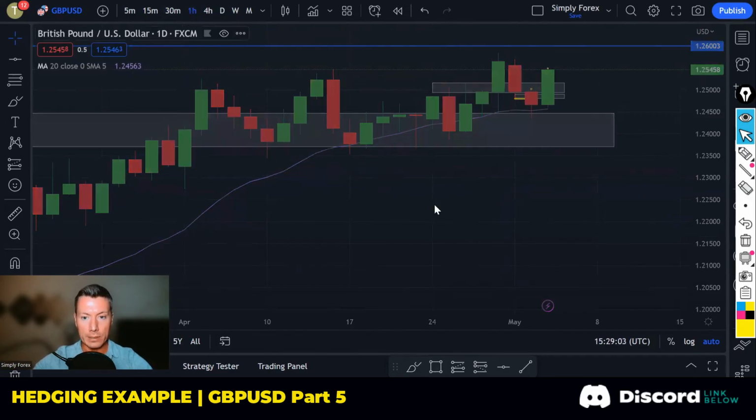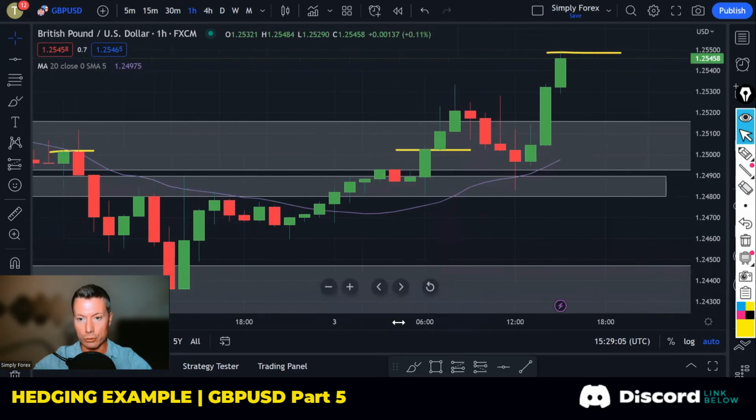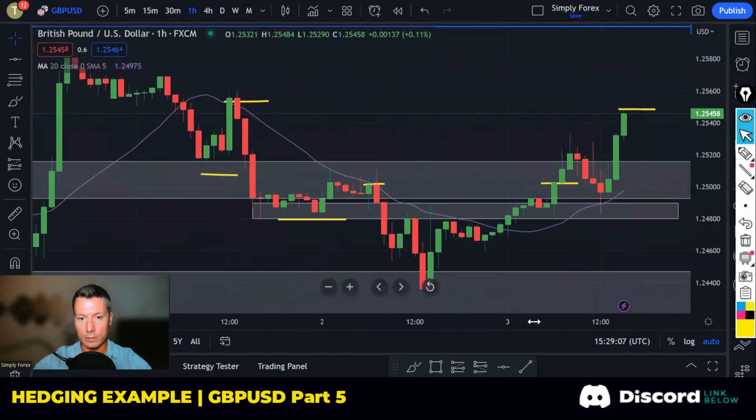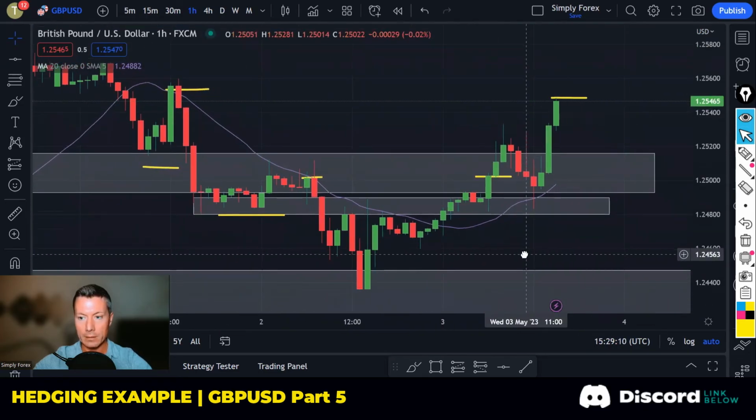Then if we drop down to the H1, guys, I've literally just closed this trade. All right, so let's zoom in and take a look.